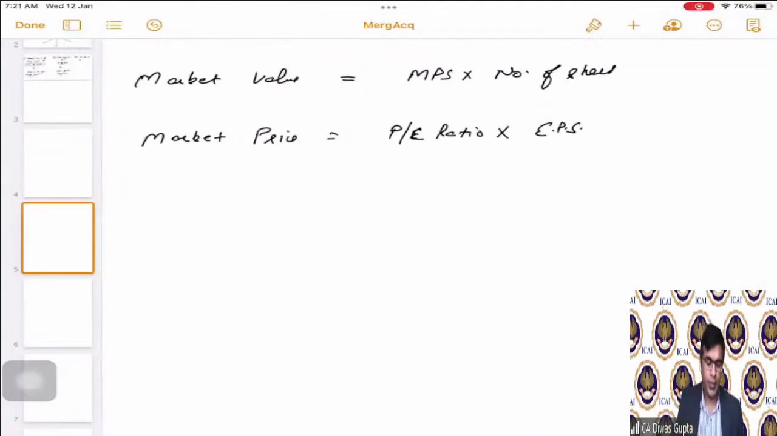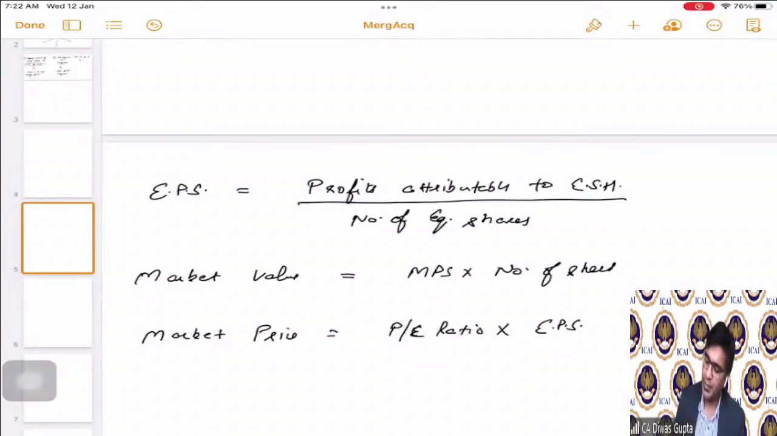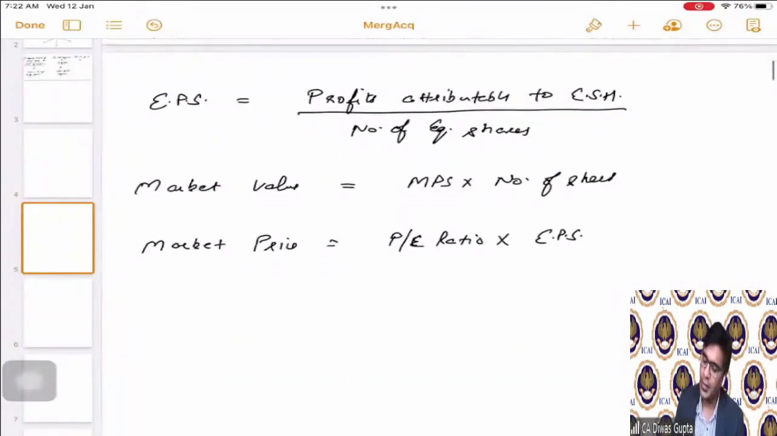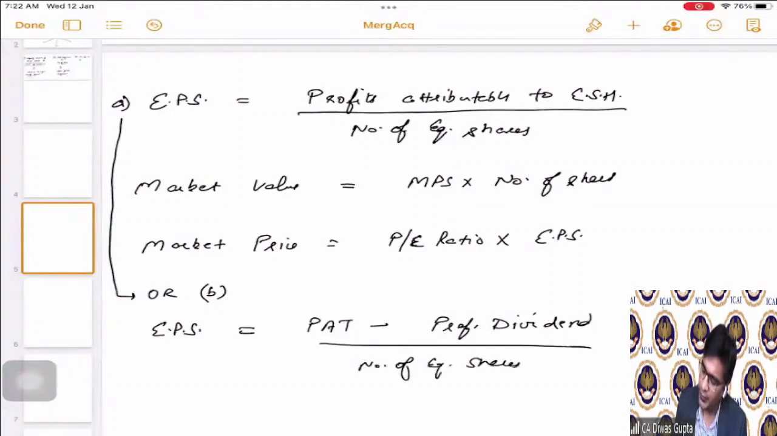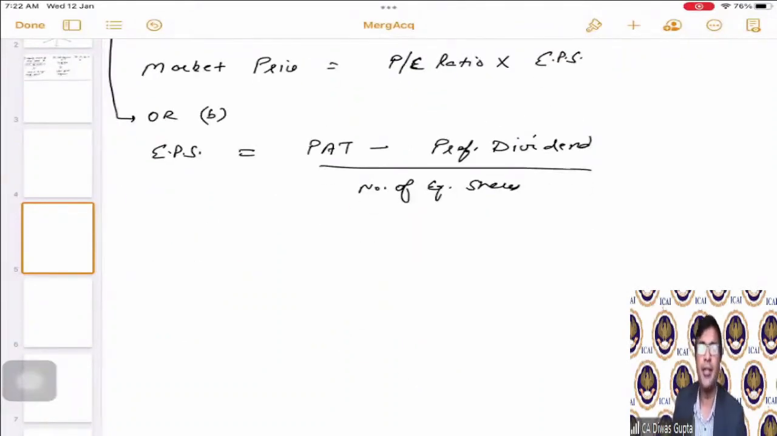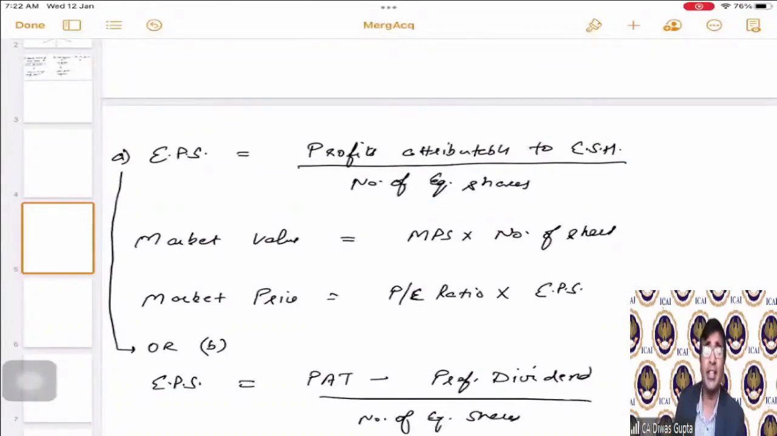Okay, so one more thing now. We have said that profits attributable to equity shareholders are divided by the number of equity shares. In case there is something mentioned on the preference dividend as well, then how will EPS look? Can I write this as PAT, which is profit after tax, minus preference dividend, divided by number of equity shares. Correct, students? In case there is a preference dividend given in the question, then definitely we will do PAT minus preference dividend, which is nothing but the profits attributable to equity shareholders only, whichever way we say.